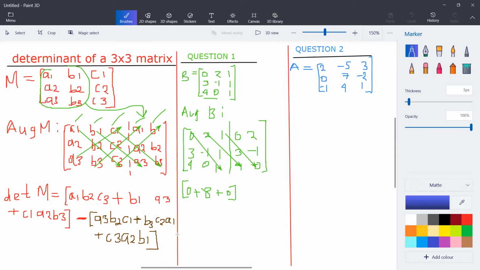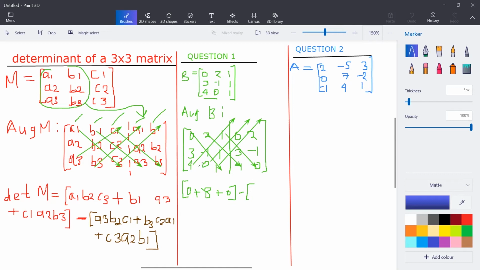So in my matrix B, I'll take from 4, because 4 is my A3 in this case, the first diagonal, second diagonal, and third diagonal. Those will be my second multiplications. For the second bracket, the only thing you need to know is that it's subtracted from the result of the first one.